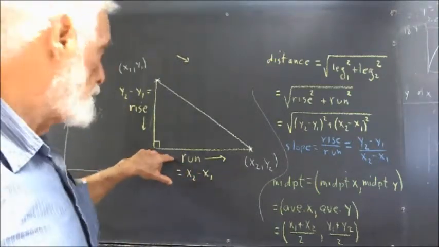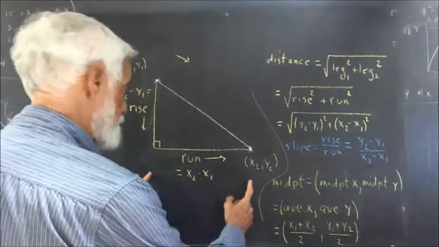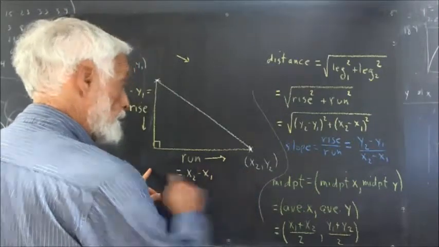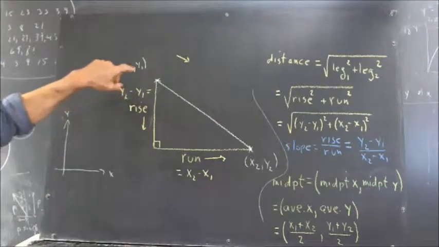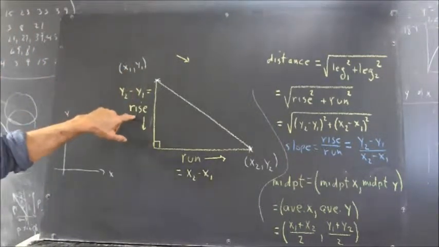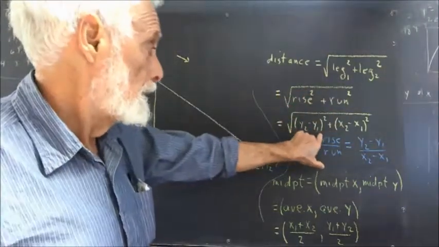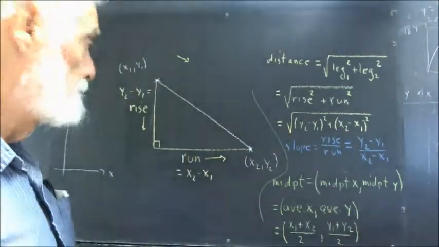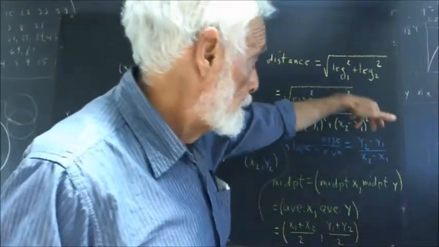The run then is x2 minus x1. Again, if you had the x-axis here, your coordinates would be x1 and x2. If you subtract x1 from x2, you get the run. Okay, and similarly, y2 minus y1 is the rise. Now, replacing rise and run, we get the distance as the square root of (y2 minus y1) quantity squared plus (x2 minus x1) quantity squared. Again, same thing with the slope, rise divided by run, y2 minus y1 over x2 minus x1.